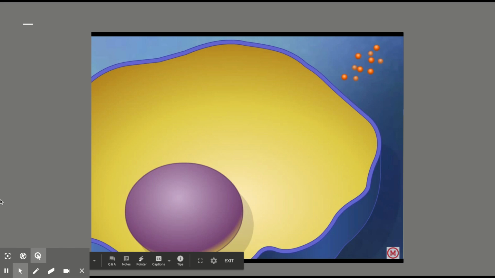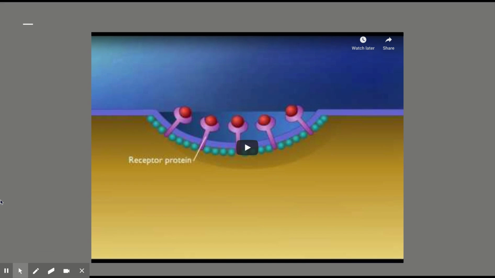Okay, so that's it for active transport. So a little quick highlight: active transport in general is from low concentration to high concentration, so going up the concentration gradient. And we have different types. We have endocytosis and we have exocytosis. So endocytosis is the taking in, exocytosis is the substances leaving. I hope that makes sense.